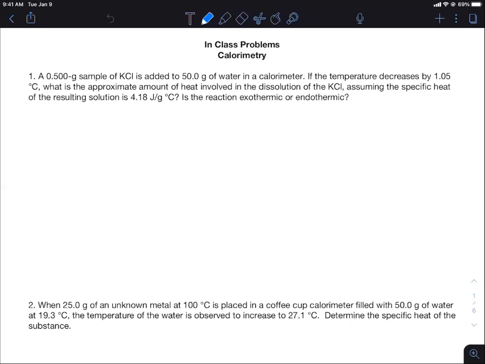So we have a couple things we need to think about here. We could start, if we want to think about what process is going on, by writing a chemical reaction. What we're looking at is KCl solid going to potassium ions aqueous plus chloride ions aqueous. So this is the problem that we're looking at. We're dissolving 0.5 grams of the KCl, and when we do that in 50 grams of water, we find that the temperature decreases by 1.05 degrees Celsius.